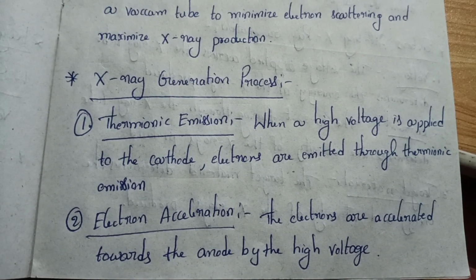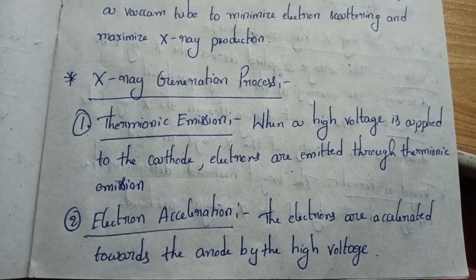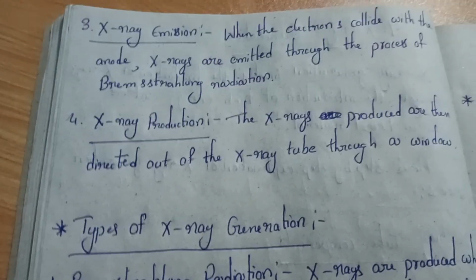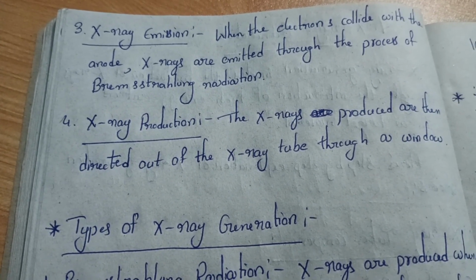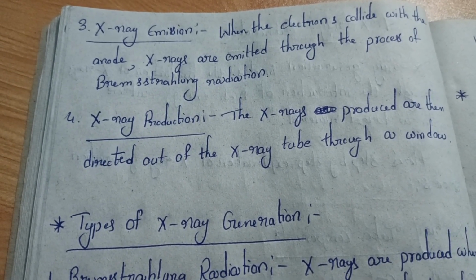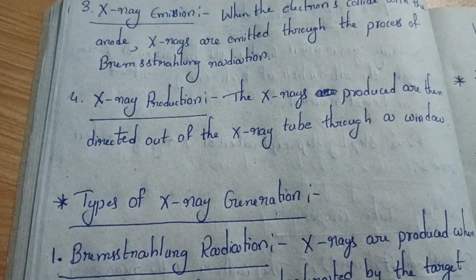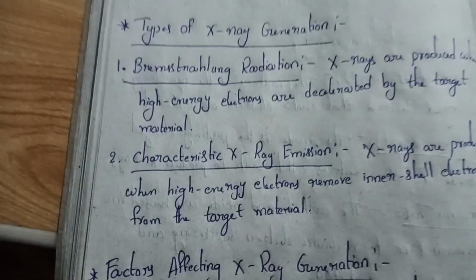Electron acceleration. The electrons are accelerated towards the anode by the high voltage. X-ray emission. Point number 3. When the electrons collide with the anode, X-rays are emitted through the process of bremsstrahlung radiation. X-ray production. The X-rays produced are then directed out of the X-ray tube through a window.